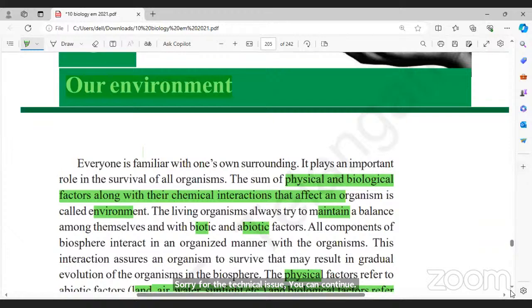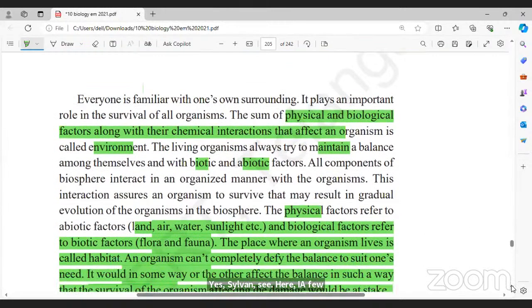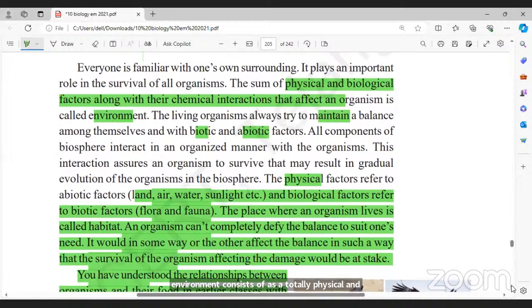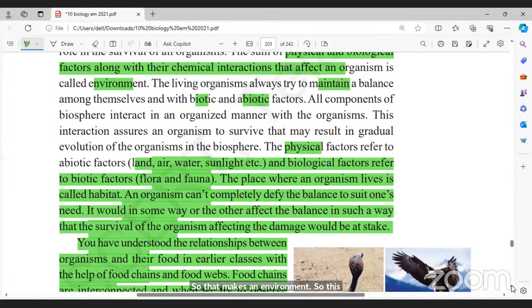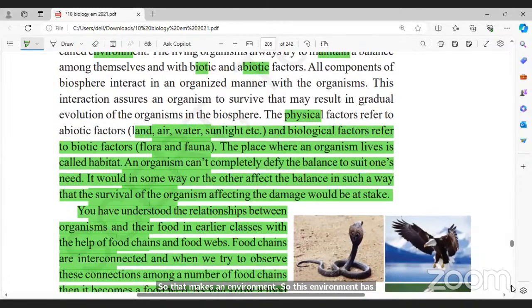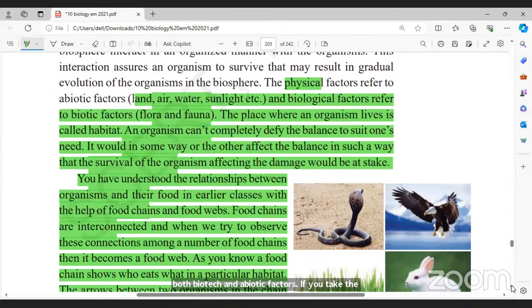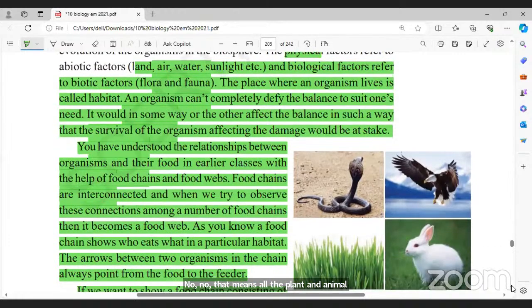Yes, children. Here I have highlighted a few points about our environment. Environment consists of, as I told you, physical and biological factors along with the chemical interactions. So that makes an environment. This environment has both biotic and abiotic factors. The physical factors, that is abiotic factors, include land, air, water, and sunlight, as I have given you as examples. Biological factors include flora and fauna, that means all the plant and animal distribution in a habitat. So there always exists a balance between these abiotic and biotic factors, which makes the ecosystem.